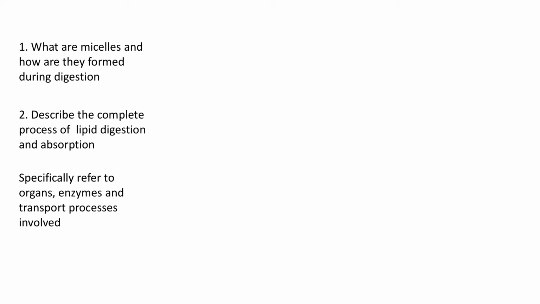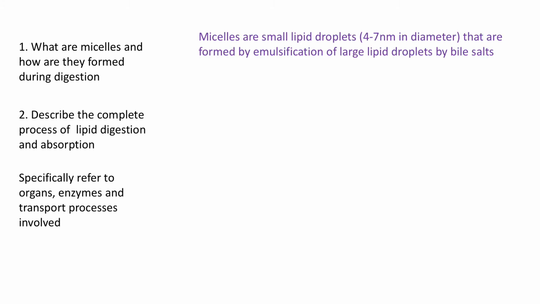Okay, so the answer to the first question is here. Important keyword there, emulsification. That's the formation of those small lipid droplets, those micelles, by emulsification by bile salts. And this is important in increasing the surface area on which the lipases can act. So it provides a greater surface area for lipases to hydrolyze triglycerides in those micelles.